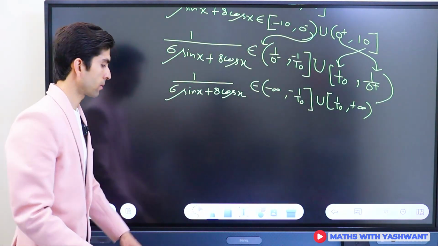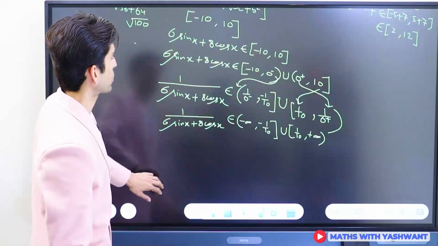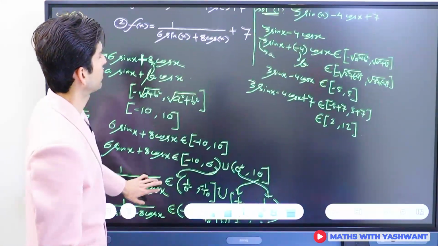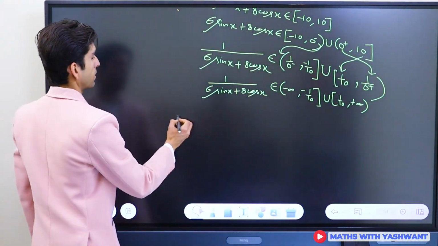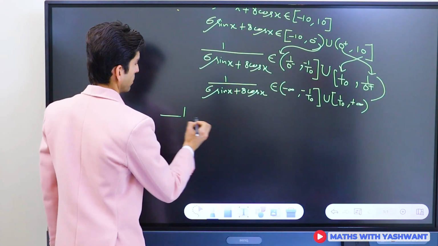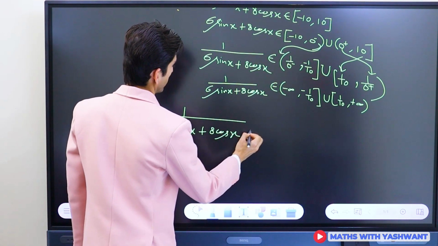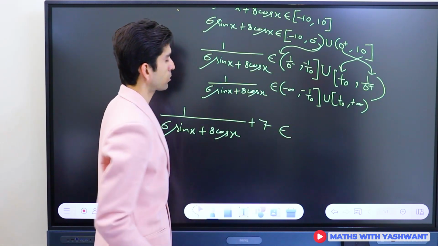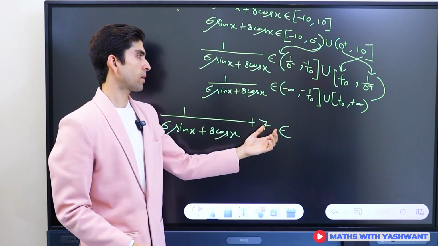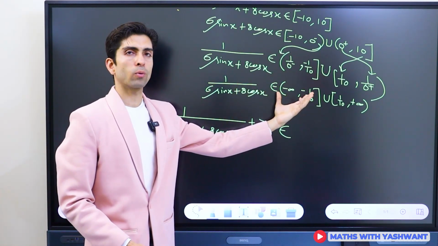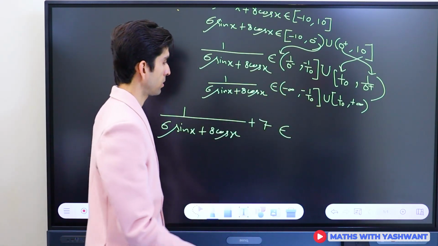Now we add 7. Yes, we have 7 in our original question, you can see here. So we add 7, and it will be 1 upon 6 sin x plus 8 cos x, plus 7. When we add some constant, we are actually modifying this functional expression. So we have to add 7 to all the boundary points for both the intervals.